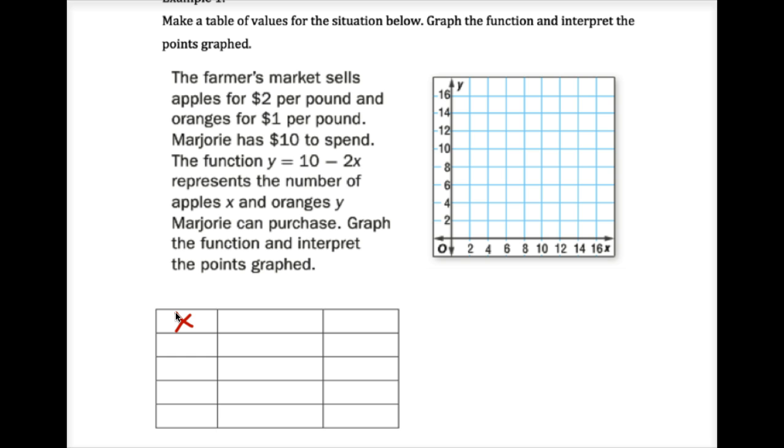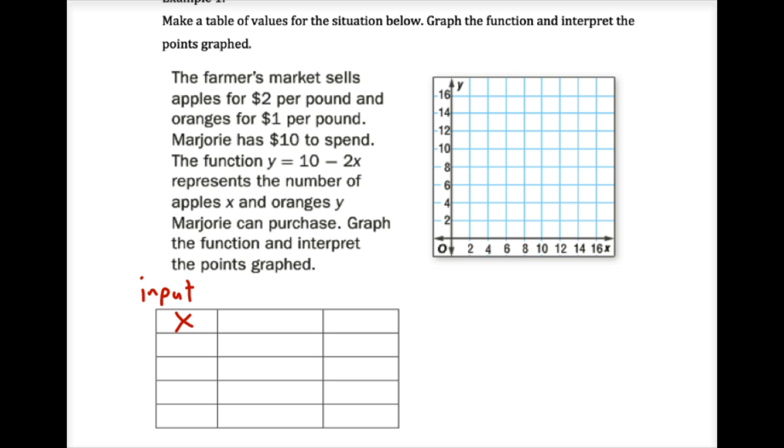Your first column is always going to be the X, not the Y, the input. You get to input those values, okay? Sometimes they'll tell you what to input. Some, like this one, we're going to be smart and make good decisions.